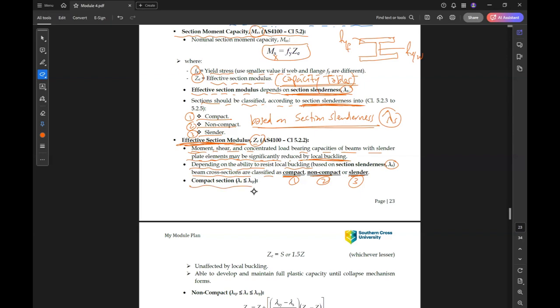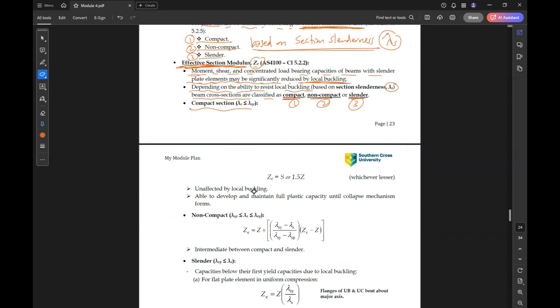The section can be classified as compact when lambda s is less than lambda sp. So for each section, we need to find lambda s and compare it to lambda sp. Lambda sp is the plastic slenderness ratio.